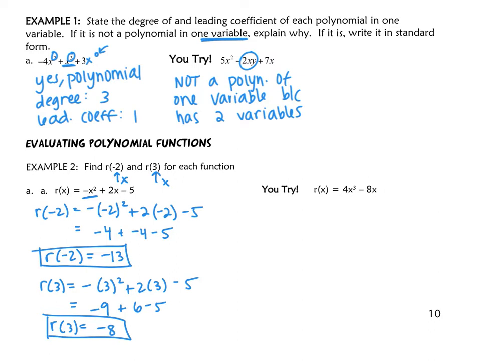Okay, you are going to try the next one. You are again finding r of negative 2 and r of 3 for the polynomial written. Pause the video, try this problem on your own, and then come back, please. Okay, hopefully that went well. We will go over that next time you are in class. We're going to go to the next page to do one more example with evaluating polynomials.